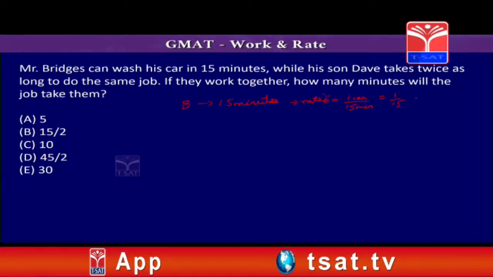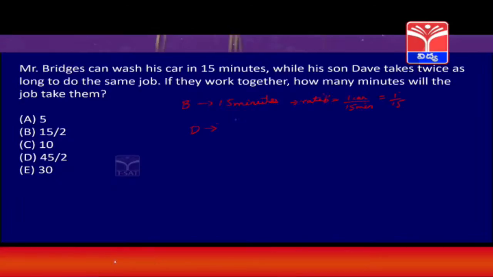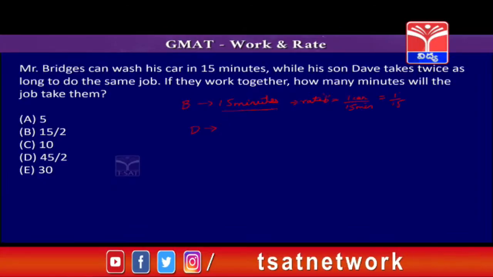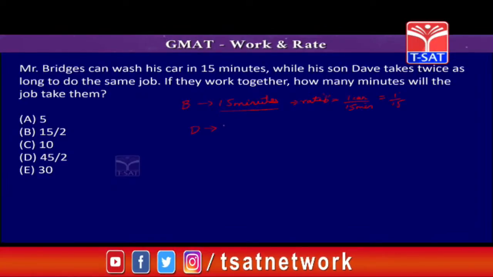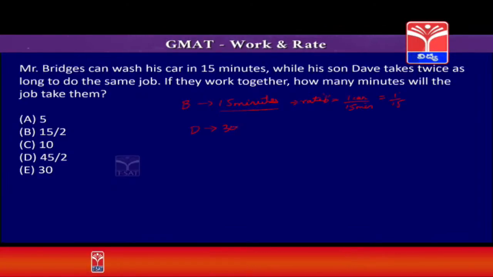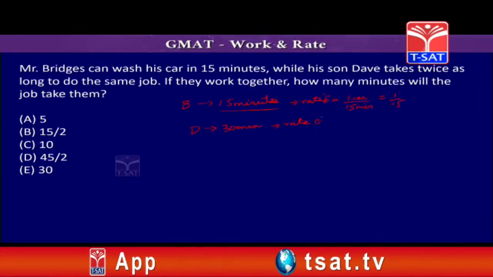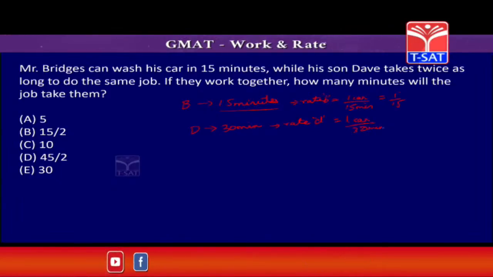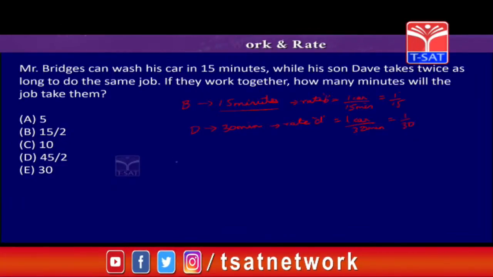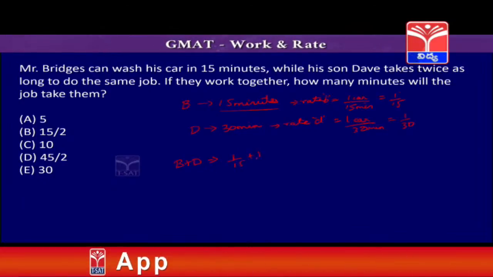So 1 by 15. And his son Dave, D, takes twice as long as Mr. Bridges. So if B is taking 15 minutes, D takes 15 into 2, that is 30 minutes. So the rate of D comes out to be 1 car in 30 minutes, which is 1 by 30. Now they are working together, so the rates of B and D get added up. That is 1 by 15 plus 1 by 30.